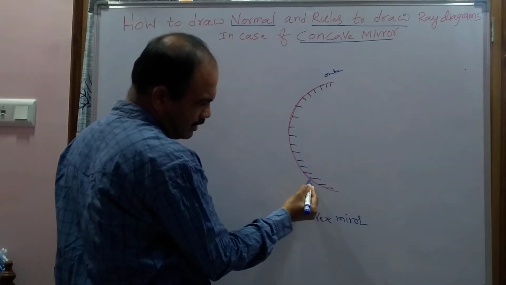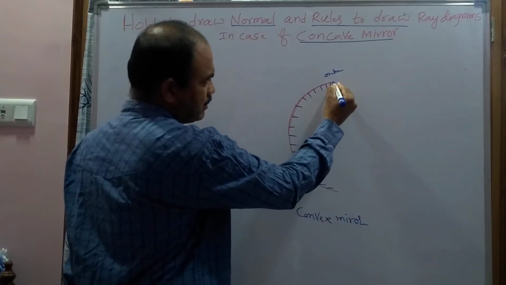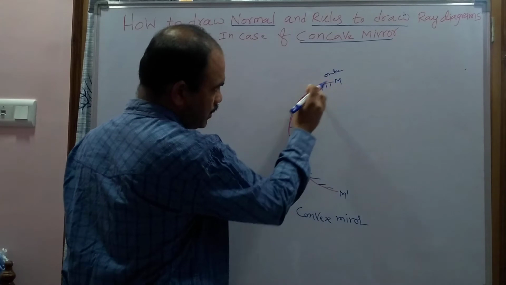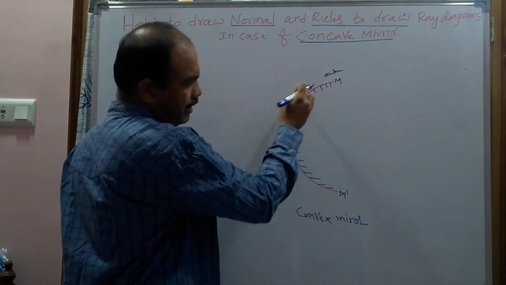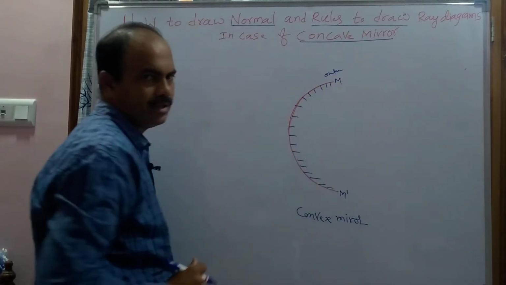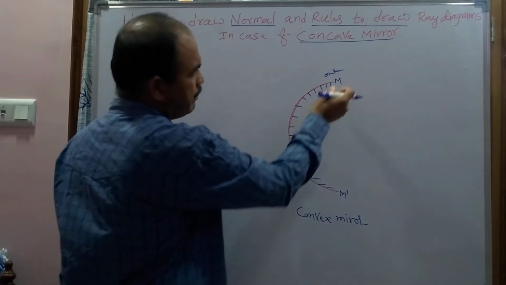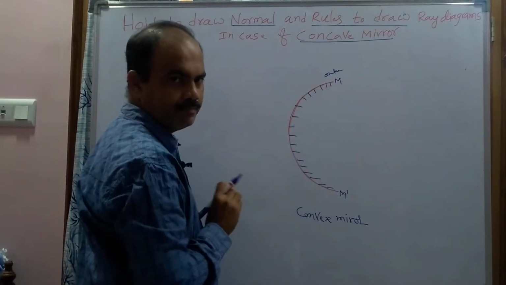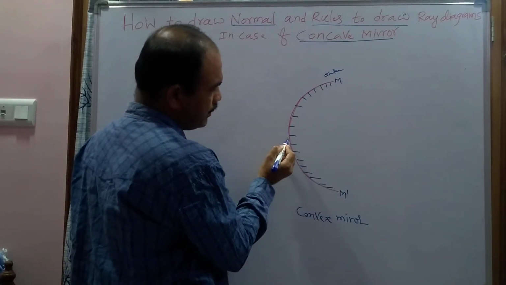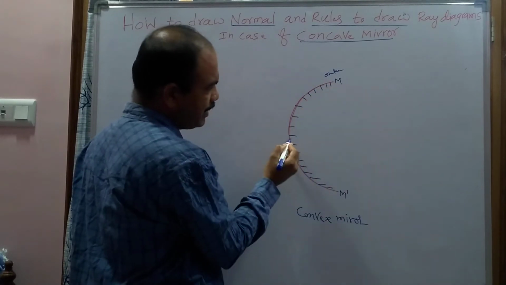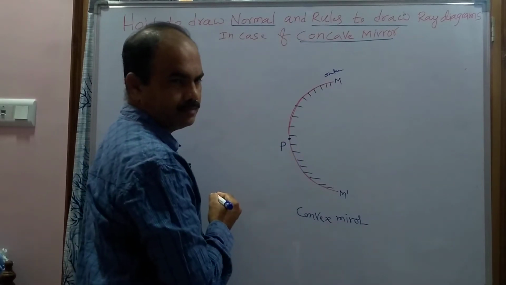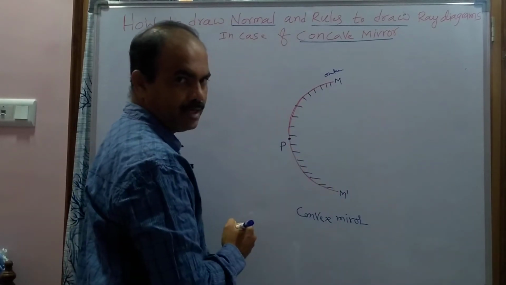If we measure the length of the reflecting surface, from M to N using a scale or any measuring instrument, this distance is called the aperture. After measuring the aperture, you get some length. Taking half of that length, the midpoint of the convex mirror is called the pole.